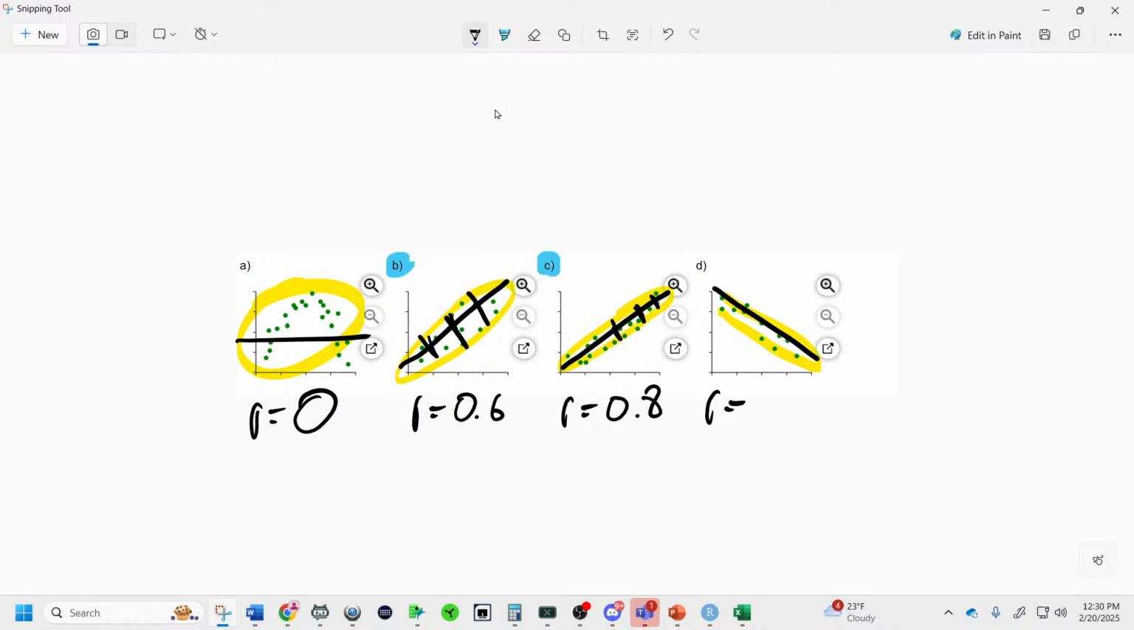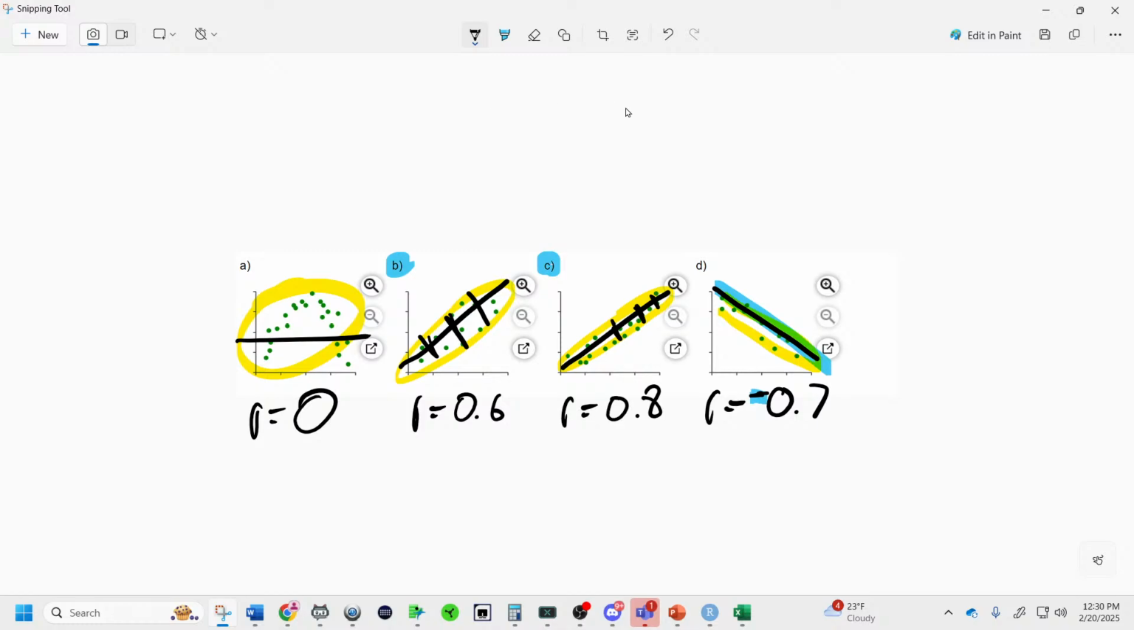And then what do you notice about D? D is not going to be like 0.7. Very important right here. What do you notice about D? It has to be what? Negative, exactly. And we're just guessing. We didn't look at the answers. We're just making our own.